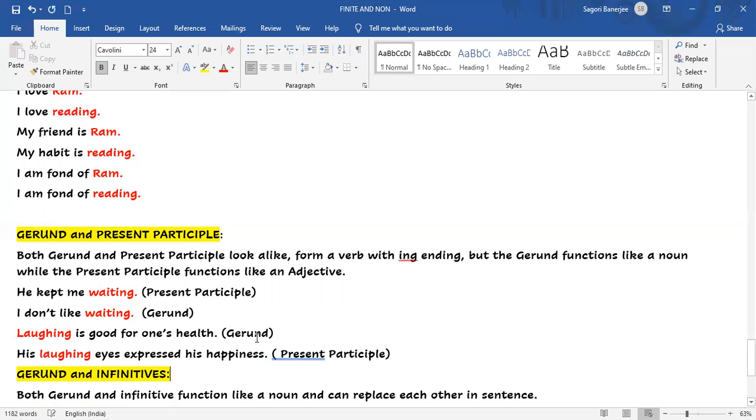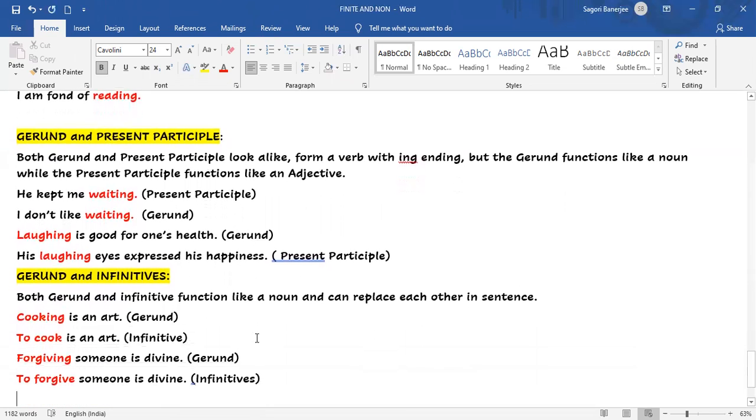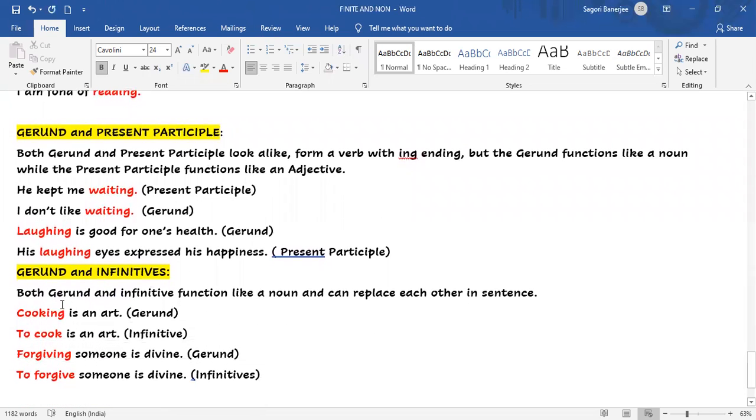Coming to one more very important point, that is gerund and infinitive. Both gerund and infinitive function like a noun. We know a gerund functions like a noun. And the infinitive, when we discussed it, if you have forgotten, go back to the infinitive video, the second video of this chapter, to recall it. So an infinitive also functions like a noun. It functions other than as a noun also. It functions like an adjective or adverb, but it functions like a noun.